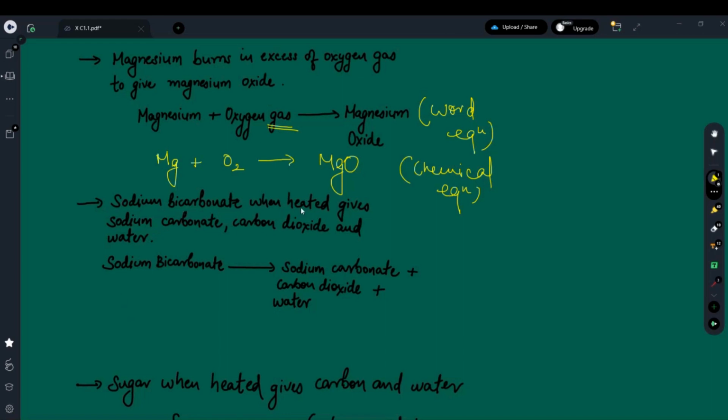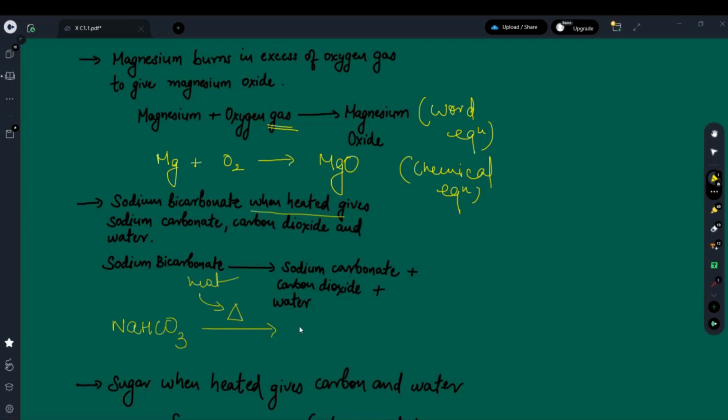Sodium bicarbonate when heated gives sodium carbonate, carbon dioxide, and water. I can write it in a word equation, but it's not convenient. So the best way to write it down is NaHCO3, sodium bicarbonate. All of you are already aware how to write the formulas in this case, right? Now, it says when heated. So heat has a particular sign. It is actually written as a triangle. This is the symbol of heat.